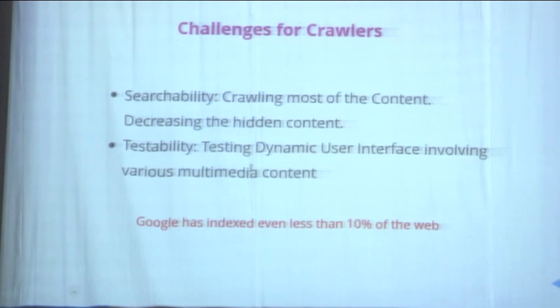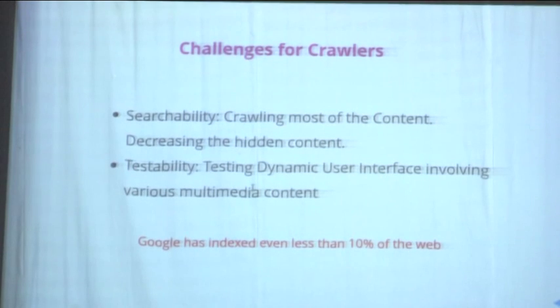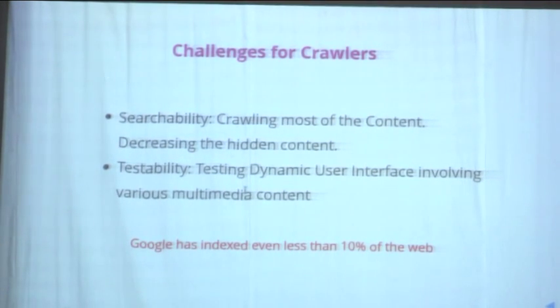So what are the challenges of crawlers? The challenge is searchability. The main thing a crawler wants to do is crawl most of the content and decrease the hidden content, like the content behind forms and behind passwords. So decrease that content and increase the percentage crawled. And testability is when you want to test a website using Selenium or some tool. Even Google has indexed less than 10% of the web. Google mostly indexes public pages which are behind anchor tags and forms, and forms which can be filled, where there are some hard rules defined on the form fields.